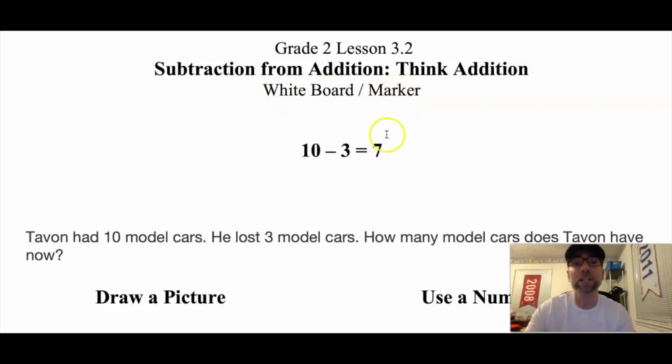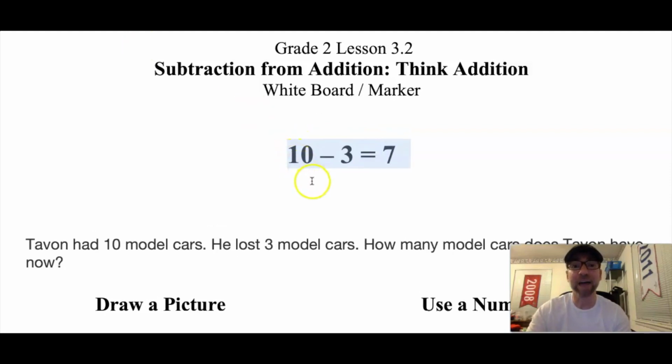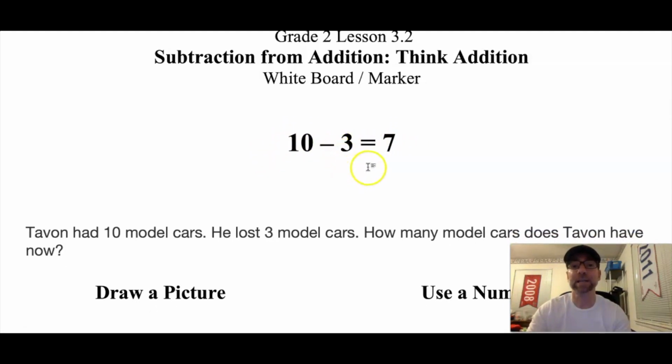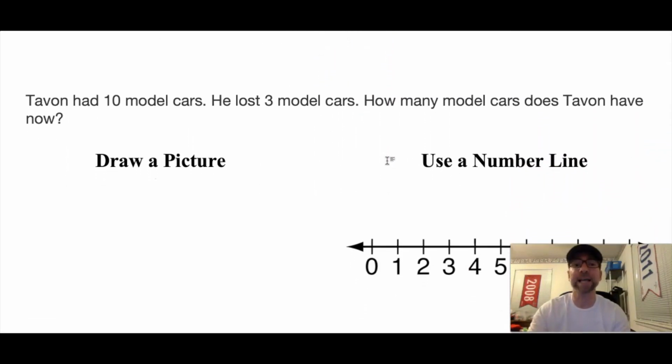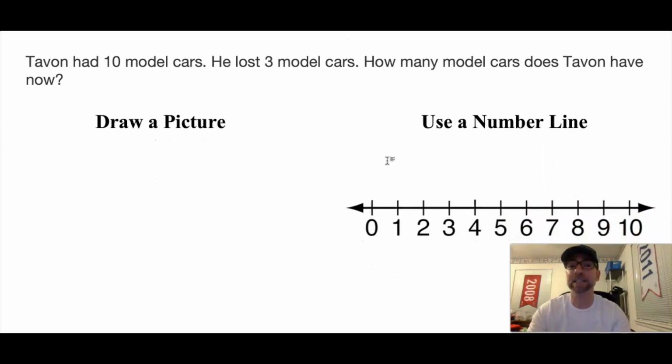So here's our starting problem today. I actually have the problem and the answer. And of course, this is called a number model. 10 minus 3 equals 7. And I wrote a little number story that goes with 10 minus 3 equals 7. Tavan had 10 model cars. He lost 3 model cars. How many model cars does Tavan have now?